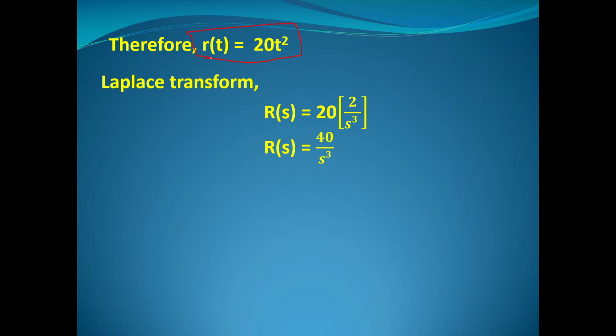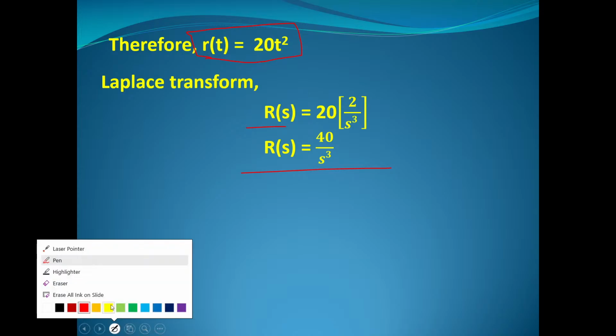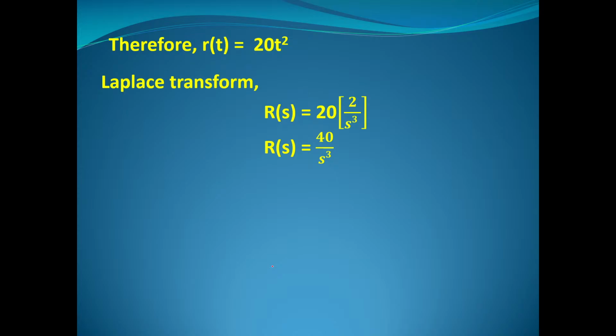So what is our input? R of t is equal to 20 t square. So what is r of s? 20 into t square. T square, just now in the previous problem I told you, Laplace of t square is 2 by s cube. So what is r of s? 40 by s cube. So r of s is 40 by s cube. Just write it down. Yeah, 40 by s cube is the answer. Someone has mentioned it. It's good.